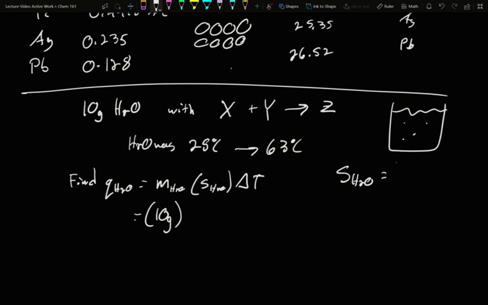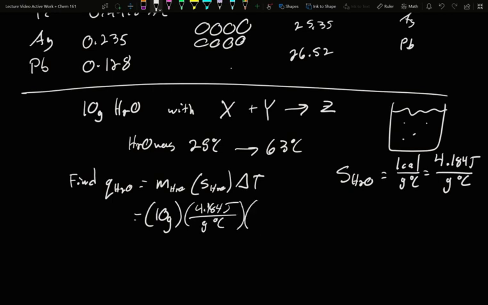well, we actually know it for calorie. It's 1 calorie for every gram degrees Celsius. But we don't do most of our work in calories. We do it in joules. It is 4.184 joules per gram degrees Celsius.